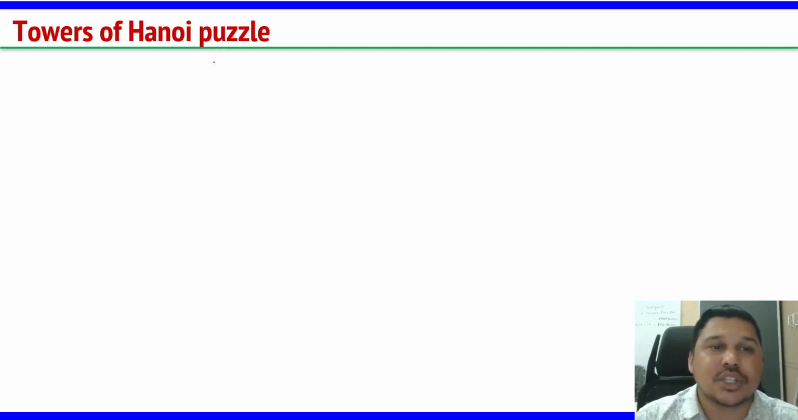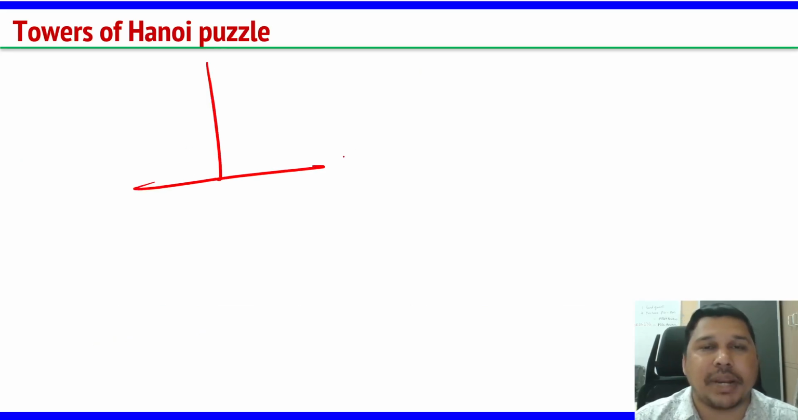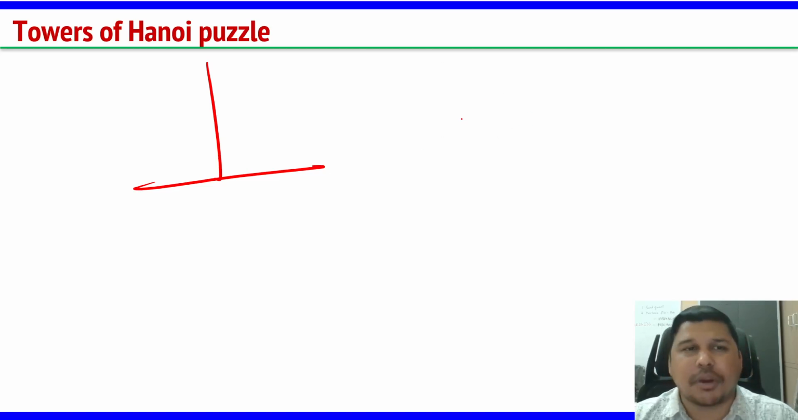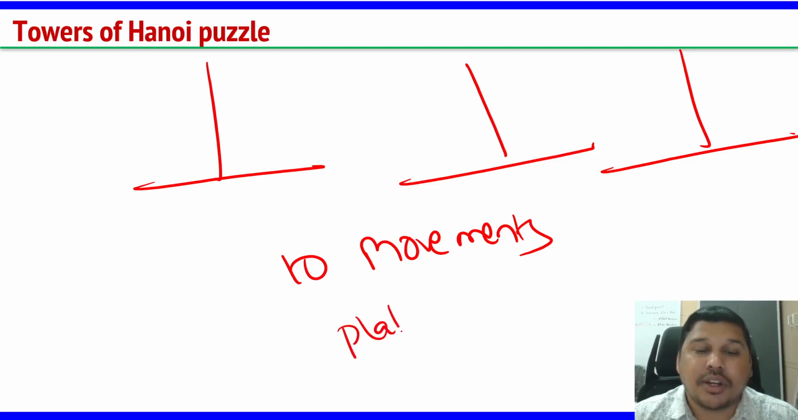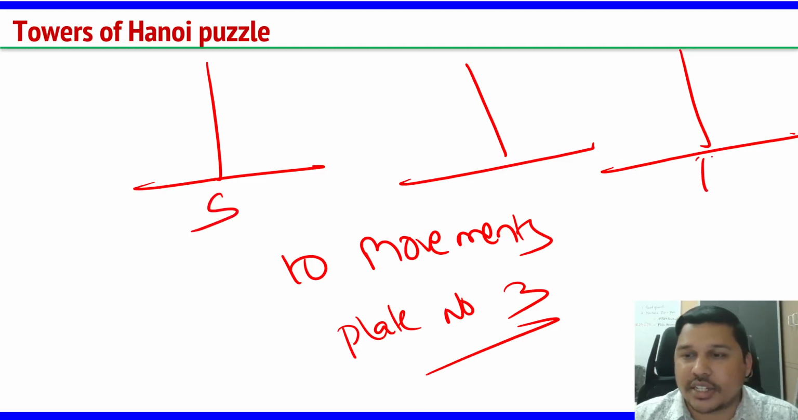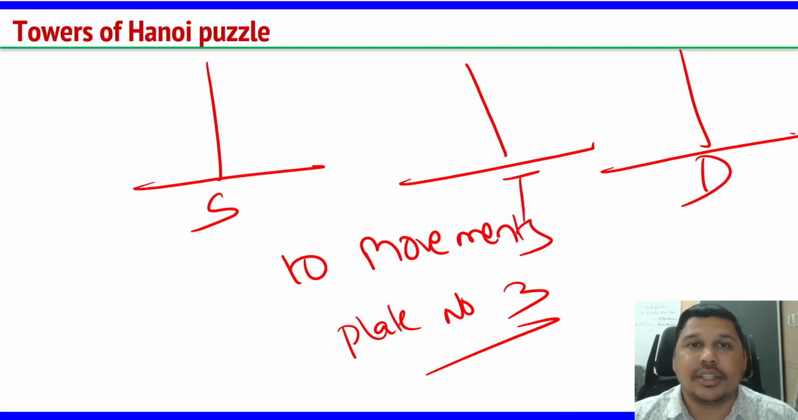Sometimes they even ask, if there are 4 plates, if there are 5 plates, what will be the number of steps? The number of steps is easy, but they will ask you, after 10 movements, where is plate number 3? Is it in source, or in destination, or in temporary? These kinds of questions are framed on this Tower of Hanoi problem, right?